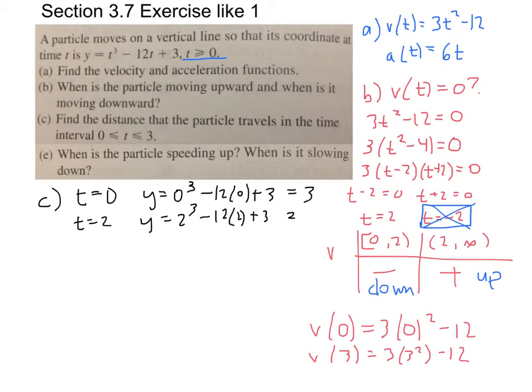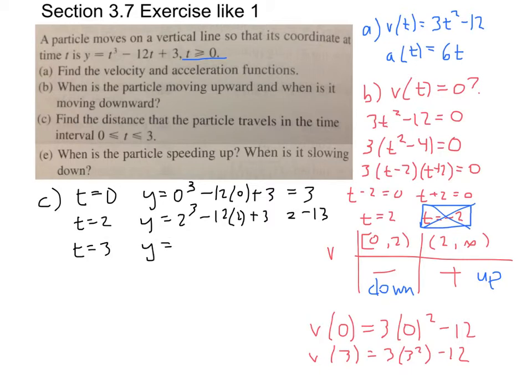So 2 cubed is 8. 12 times 2 is 24, plus 3, so 8 minus 24 is negative 16, plus 3 is negative 13. And then velocity changes direction and it goes back upward. And so we're going to look at where it is on the other end.